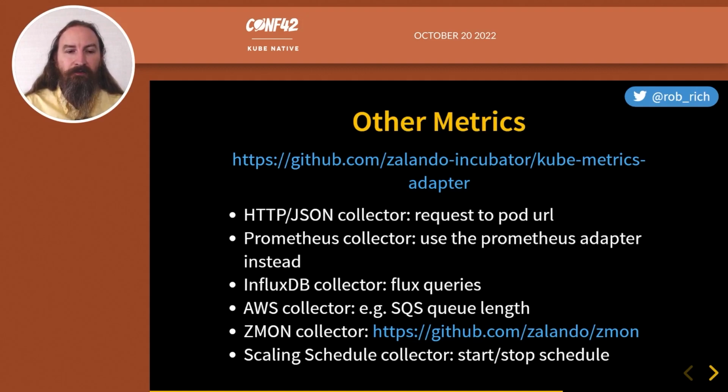We could look at the InfluxDB collector, which is a great example of how we might query other data stores. The AWS collector, so we could look at, for example, SQS queue length. We could use this as a template to grab things from blob storage or GCP. And we can also scale based on a schedule.